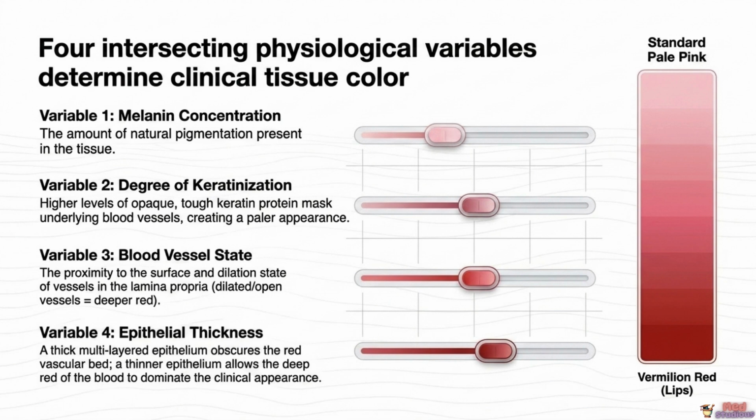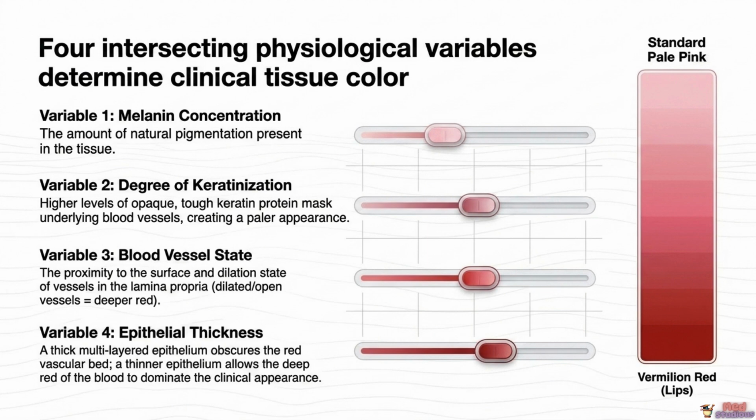Our final and perhaps most clinically fascinating topic is the color of the oral mucosa. Because color is one of the most powerful diagnostic tools available at chairside examination, and understanding why the mucosa appears the way it does requires knowledge of 4 intersecting physiological variables. Variable 1 is melanin concentration, the amount of natural pigmentation produced by melanocytes in the basal epithelial layer. Higher melanin concentrations produce darker mucosal tones, which is a completely normal physiological finding in individuals of African, Asian, and Mediterranean descent.